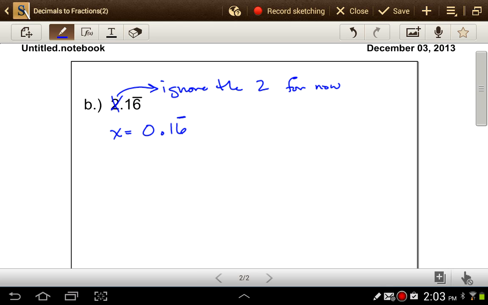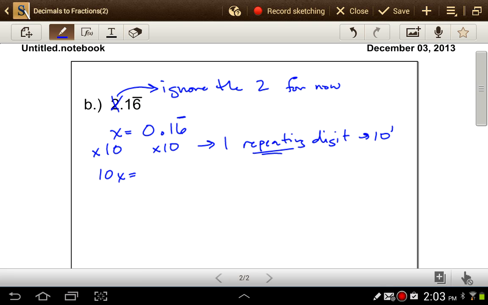Now I'm going to multiply both sides by 10, not 100, because I only have one repeating digit. It doesn't matter if there are 2 digits after the decimal point. I only have one repeating digit, which is 10 to the first power. So this exponent represents how many repeating digits I have. Now I'm going to do my math, so that's 10x equals, this ends up to be 1.6 repeating.